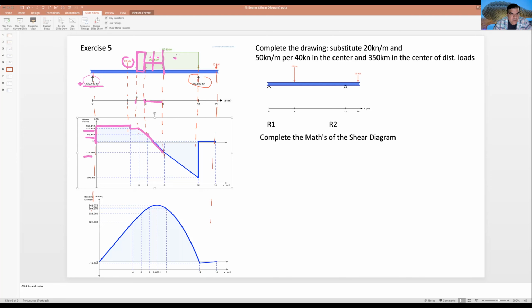Next, this one is 50 only. We don't have 20 or 50, only 50 during a distance of 4. That means this area has a weight of 200. Well, from 79 negative, I need to go 200 down. That is to 79 something negative. I arrive here and I make a straight line.